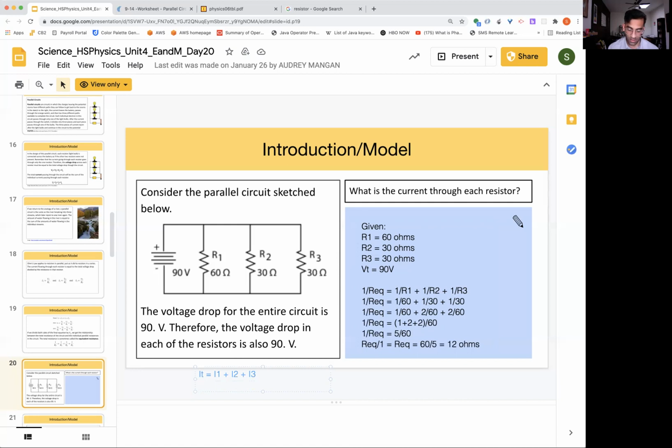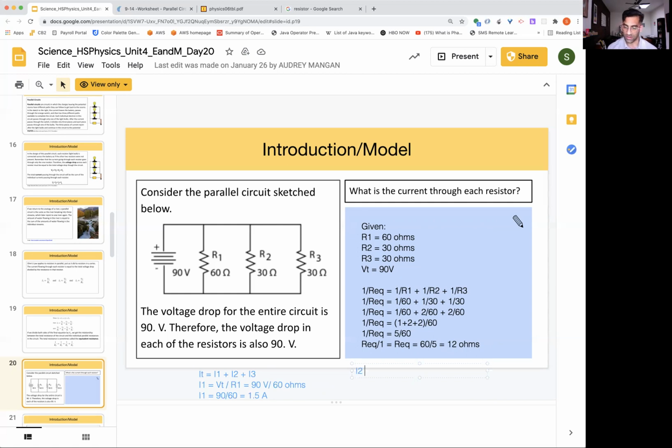But we know that I1 is going to equal the total voltage divided by the resistance on that circuit. Okay, and so I can take my total voltage, which is 90 volts, and I can divide that by the resistance on the first band, which is 60 ohms. And I can say 90 divided by 60 is going to equal 1.5 amperes.